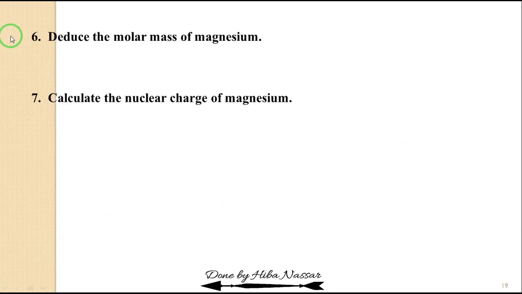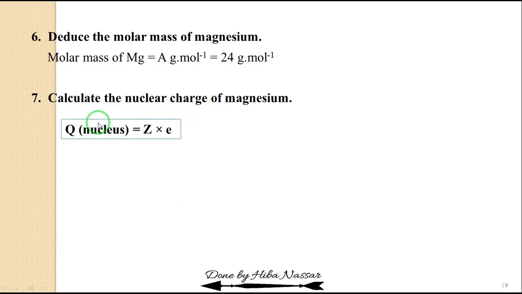Now question number 6, deduce the molar mass for magnesium. The molar mass for each element is equal to the mass number, and you write adjacent to it the unit, which is gram per mole. So the molar mass for magnesium will be 24 gram per mole. Question number 7, calculate the nuclear charge of magnesium.